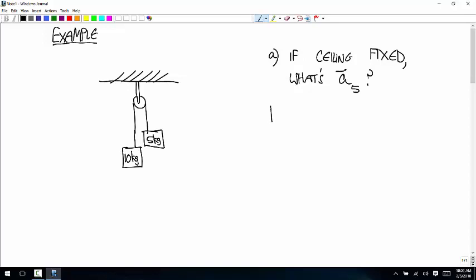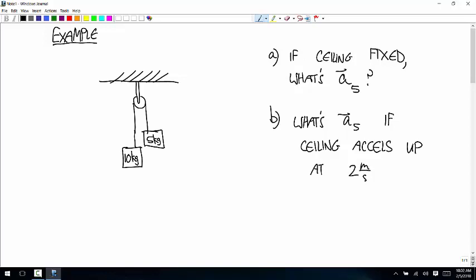And then second, that one doesn't use any relative motion. The second one does. So now what if that ceiling is accelerating? Like what if this contraption is in an elevator? What's going to happen when the elevator accelerates? So what's the acceleration of the 5 if the ceiling accelerates up at 2 meters per second squared?